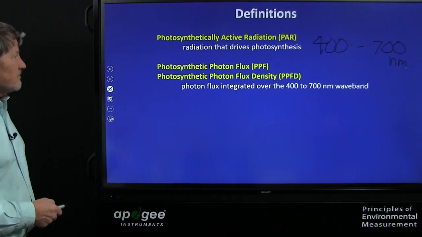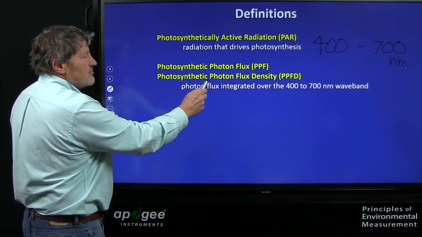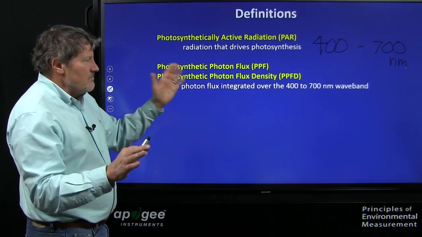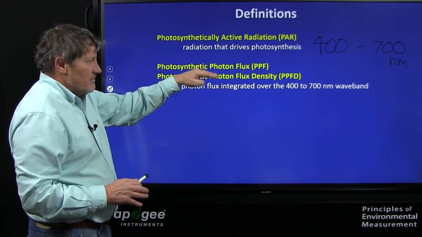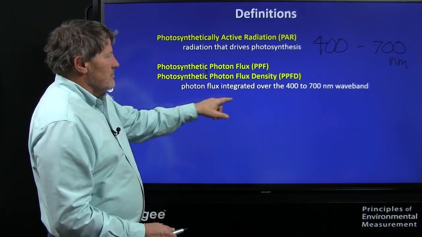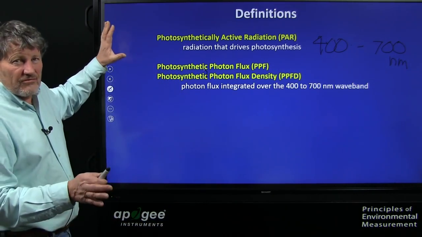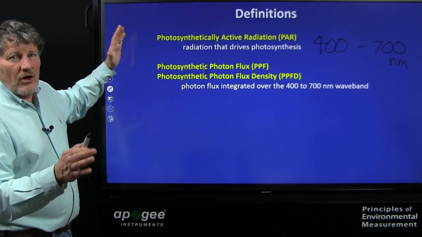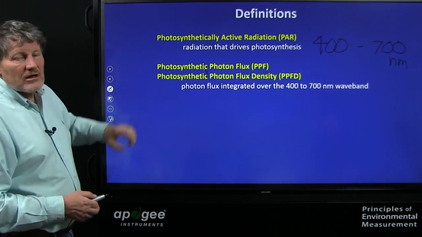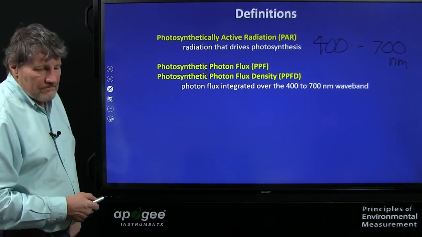That's the radiation that drives photosynthesis. All right, second definition. Photosynthetic photon flux, or photosynthetic photon flux density. Now these two things refer to the same thing. In the next slide I'll explain the use of these two terms. This is the whole amount of radiation, again between 400 and 700 nanometers. So really all of these terms refer to the same thing. They're all this radiation that drives photosynthesis. These terms here are technically a little more exact, PPF and PPFD.